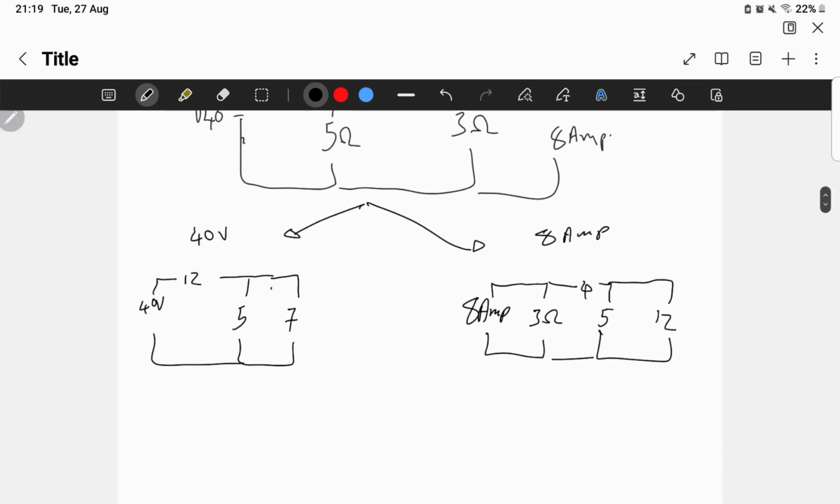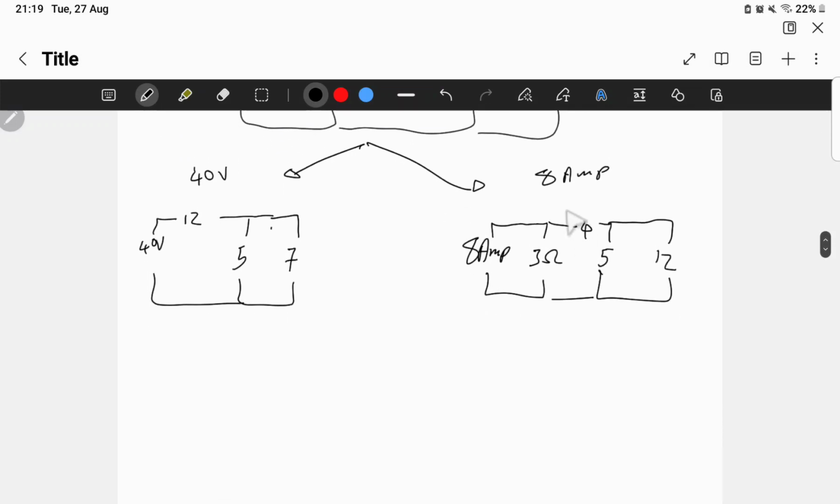Once all of those are connected, we need to find the current at 4 and the current at 4 here, and we're going to add those two. We're going to add this one as well as this one to get our answer. So let's solve.